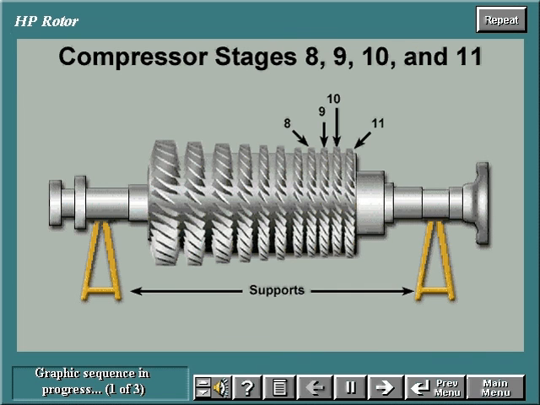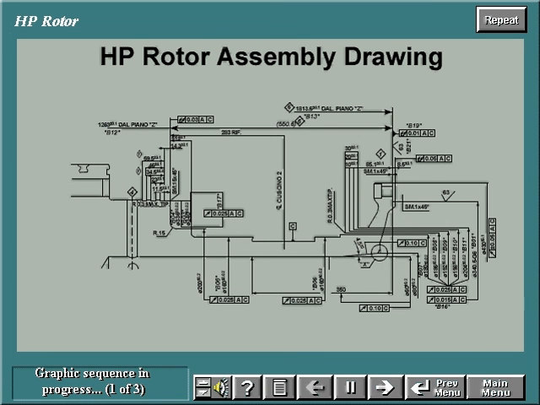Compressor blades for stages 8, 9, 10, and 11 are inserted into radial slots in the aft stub shaft and locked in place. The journals and sealing lands on the compressor rotor are finish machined and inspected according to specifications indicated on the assembly drawings.